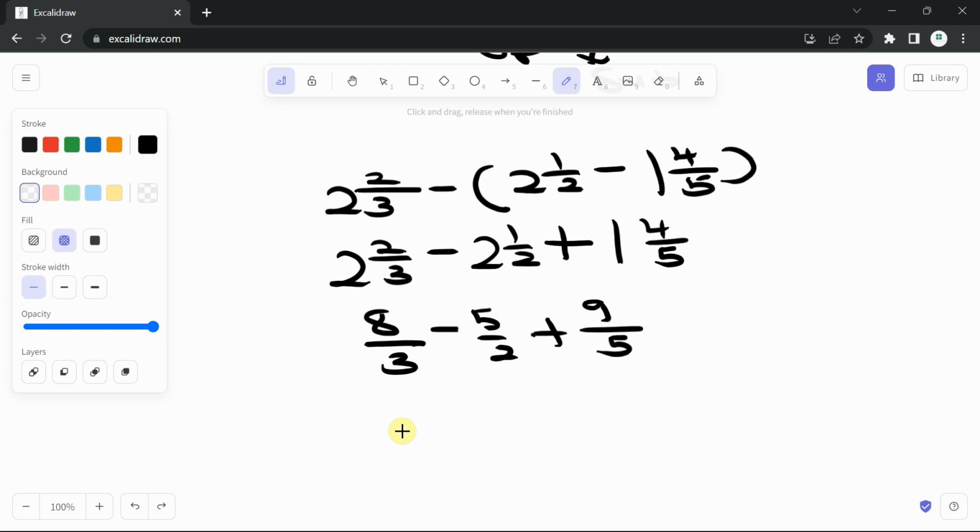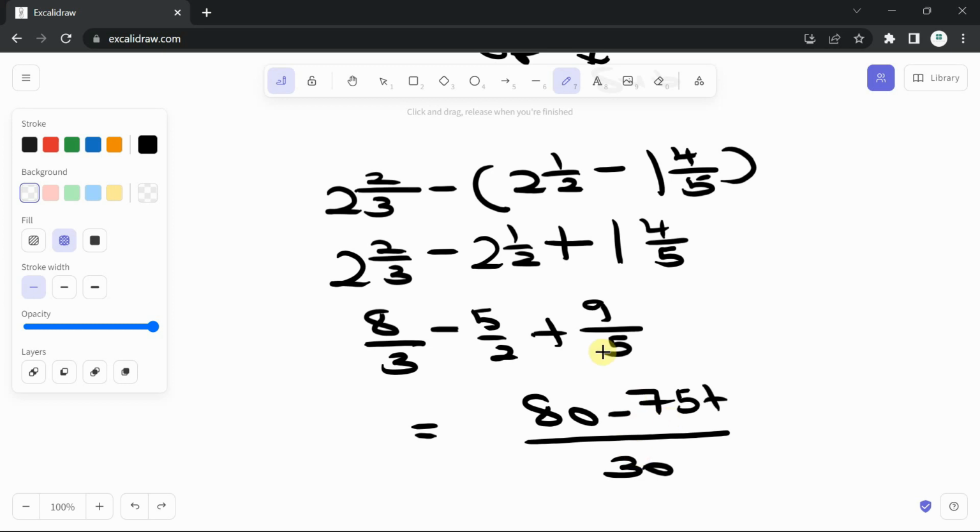Welcome back. So the LCM of 3, 2, and 5, if you did that, right, is 30. So if you got 30, congratulations, you did this very well. So 30 divided by 3 is 10. 10 times 8 is 80. Minus 30 divided by 2 is 15. 15 times 5 is 75, right? Plus 30 divided by 5 is 6. 6 times 9 is what? Is 54, right? Great. So 80 minus 75 is what? Is 5. Then 5 plus 54 is going to give you 59.